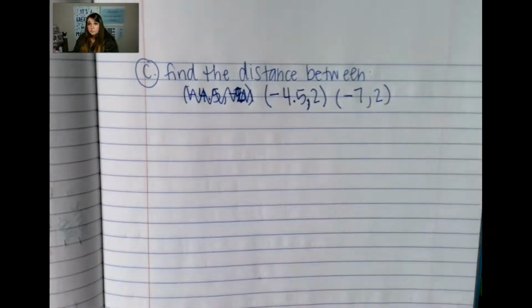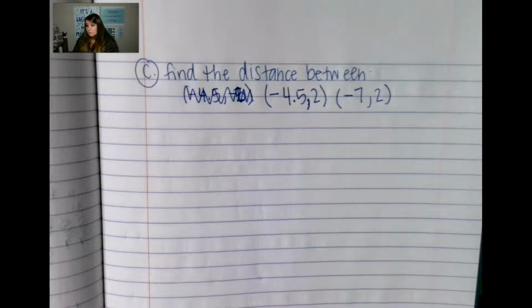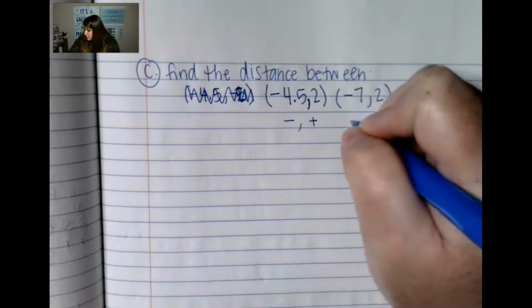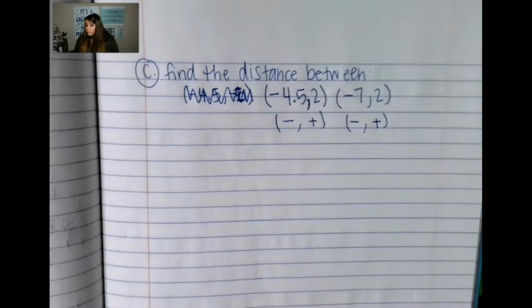determine if they're in the same quadrant or not. So these ones would be in the same quadrant because it's a negative, positive, right? So we know that this is a negative, this is a positive. This is a negative, this is a positive. Those are the same quadrants.